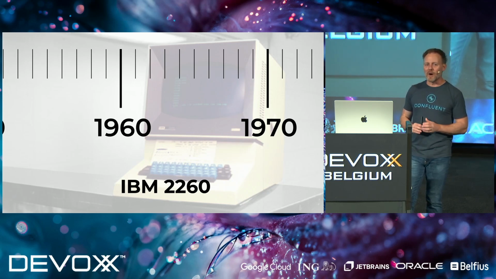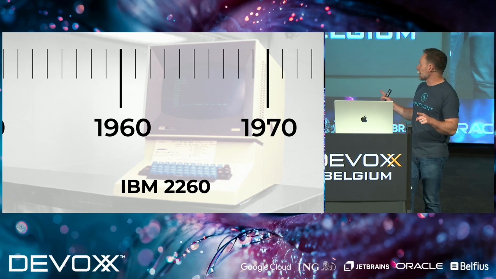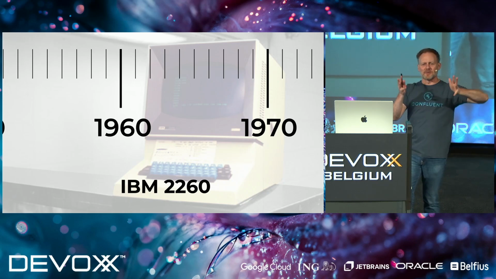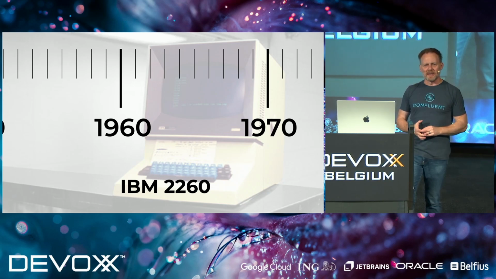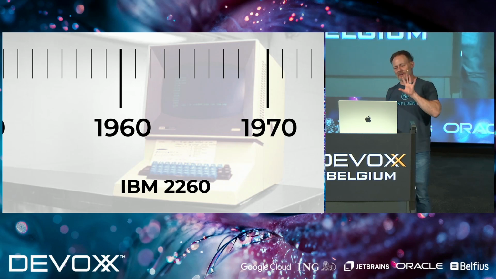Terminals weren't in widespread use really until the 70s, the late 60s, early 70s. This machine, by the way, I think had 40 columns and originally like 8 rows of text or something. I mean, it was kind of like a Commodore 64 in terms of its display. Very, very primitive stuff. And it's a funny story about this.